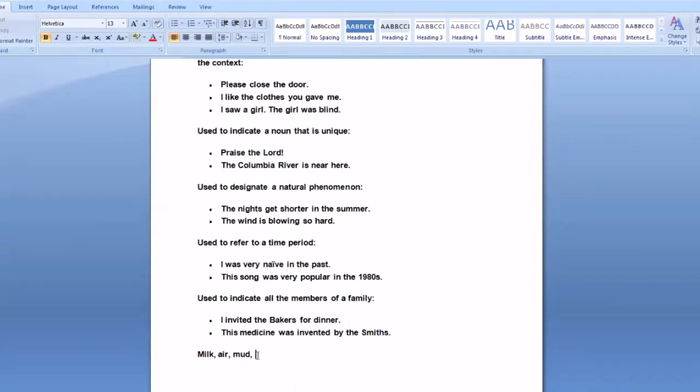The milk is delicious. We can use it because we want to be specific. But we cannot use the indefinite article with them. "A milk", we cannot say. We can say "some milk". We cannot say "an air", "a air". We cannot say "a mud", but we can say "the mud". Okay, clear? Yes, sir. Yep.